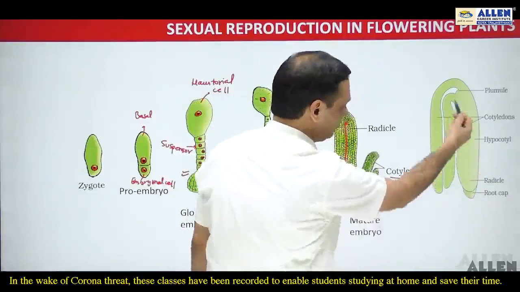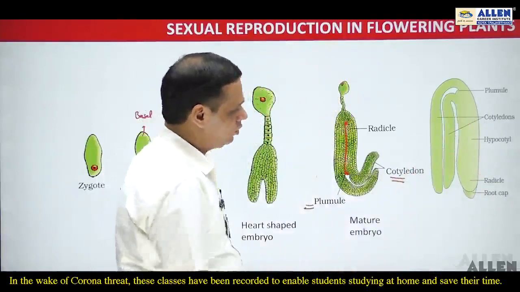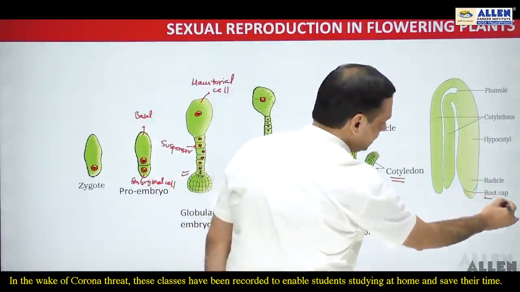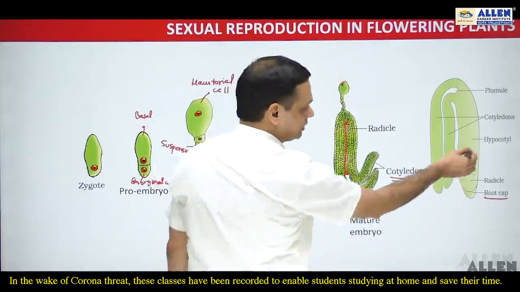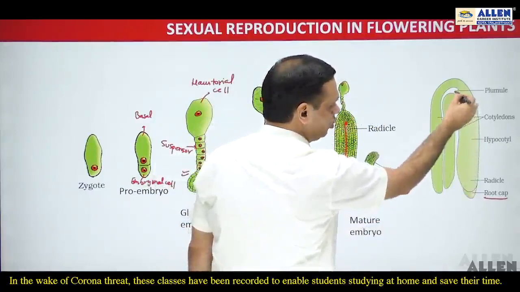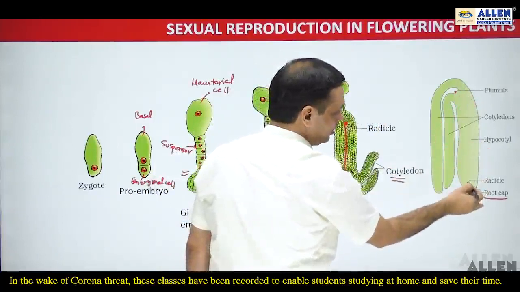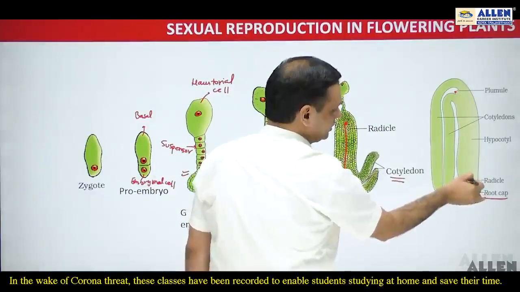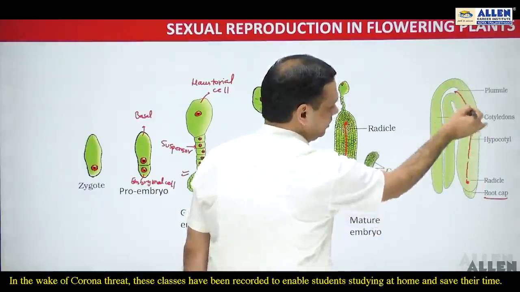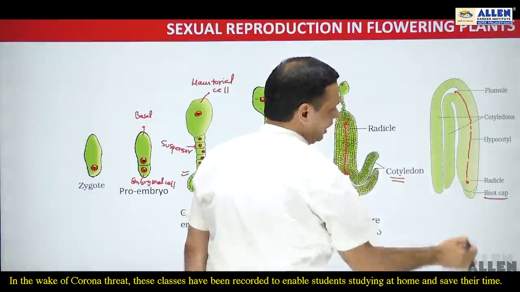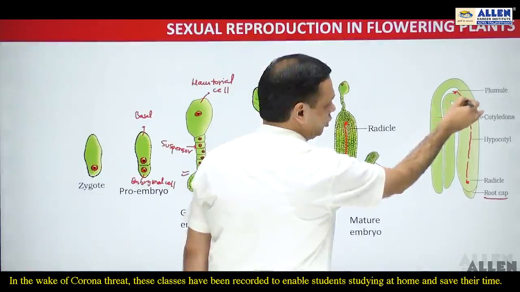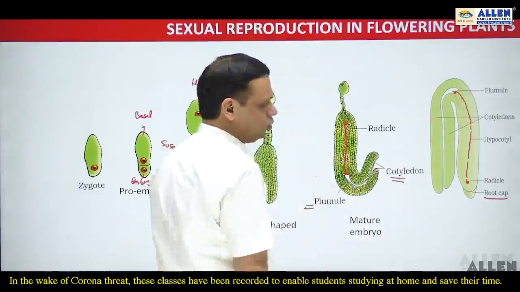So this is the diagrammatic view of the dicot embryo, in which the radicle part is covered by the root cap. This is the hypocotyl part. These are the two cotyledons, and this is the plumule part, and this is the radicle part. This is the tigellum, this is the hypocotyl part, and this is the epicotyl part, which terminates into the plumule.